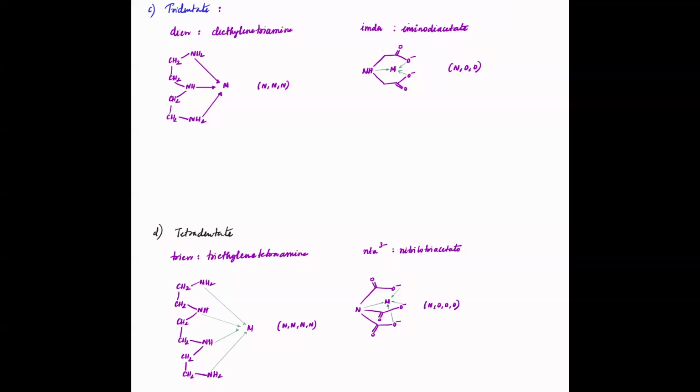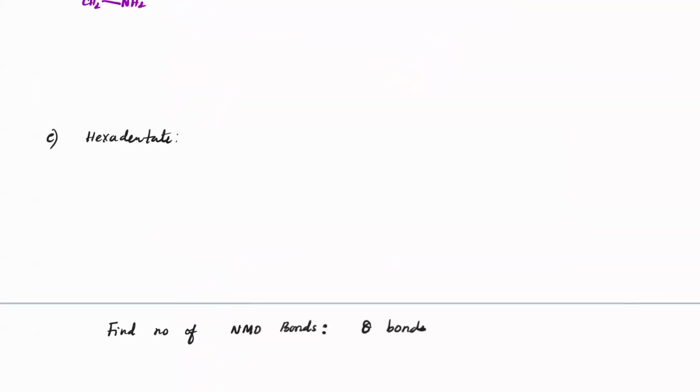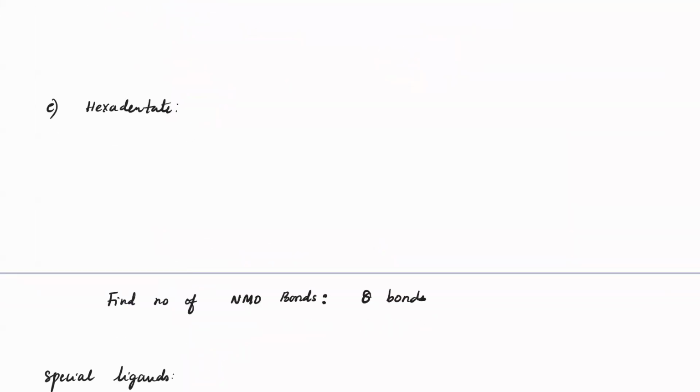Okay. Next one is hexadentate. Hexadentate is if you have EDTA. In fact, there are many more, but this is the most used one, which is there for a syllabus. And out of all the ligands, I would rate this as the most important ligand, EDTA. Okay. By name, it is ethylene diamine tetraacetate, or tetraacetato.